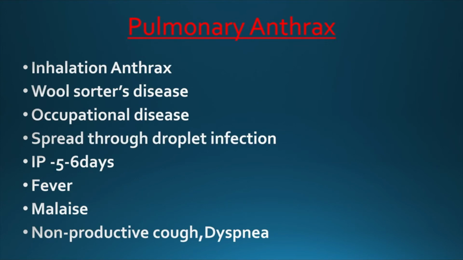Pulmonary anthrax mainly spread through droplet infection. It is also known as inhalation anthrax, wool sorter's disease. It is an occupational disease spread through droplet infection. Incubation period is 5 to 6 days. Main symptoms are fever, malaise, non-productive cough, dyspnea, hemoptysis, etc.